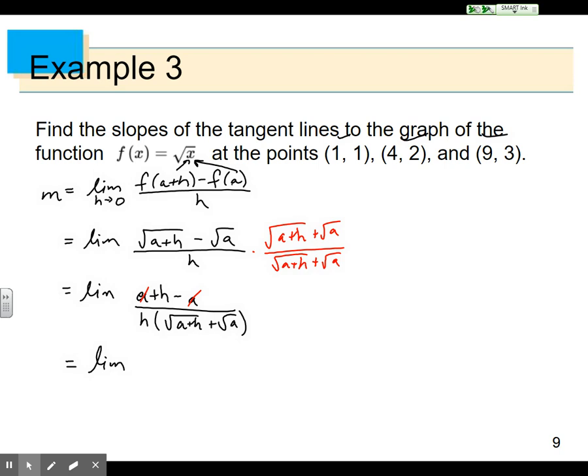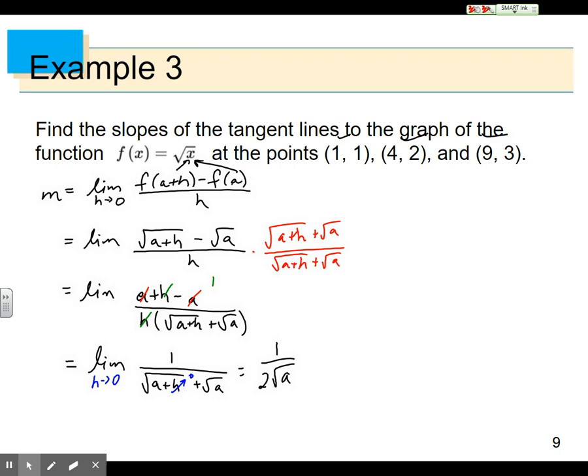I'm going to save a little bit of room here. Now my h's cancel. I just have a 1 on top. So I have 1 over the square root of a plus h plus the square root of a. And remember, if h is going to 0, like this limit says it is, then I simply just have 1 over 2 square roots of a. Very interesting equation right there. We're going to be messing with that a lot.